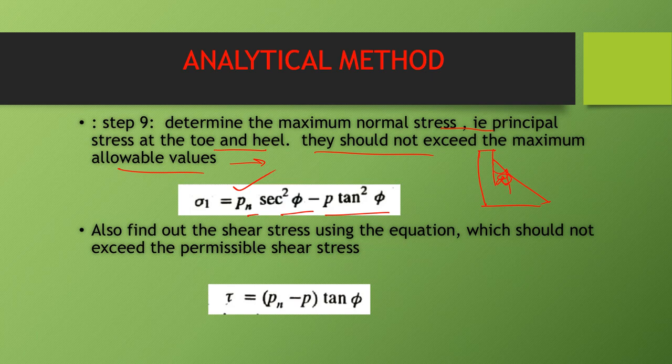And p dash is the tail water pressure. Okay, this is p dash. So sigma 1 is equal to p_n sec square phi minus p dash tan square phi, where p dash is the pressure due to tail water. Also find out the shear stress using the equation, which should not exceed the permissible shear stress. The tau is equal to (p_n minus p dash) into tan phi.